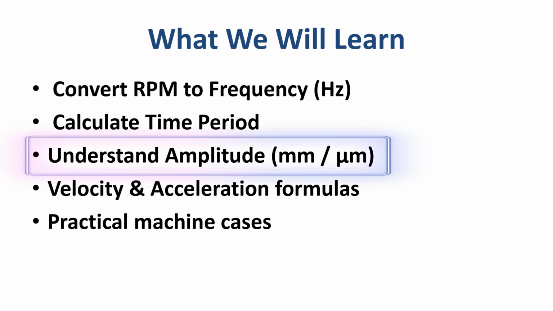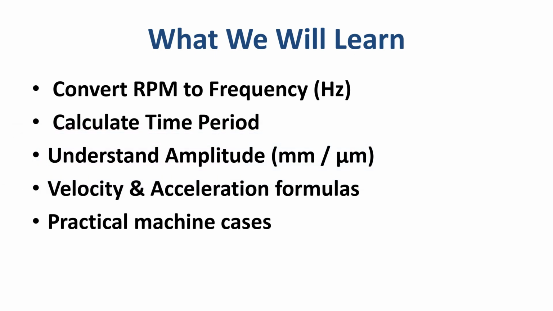Amplitude is the maximum displacement from its mean position, mostly measured in microns or mils, or mm. So these are the three building blocks for the entire vibration analysis. Now we'll try to see how we can use these terms and calculations in our real world examples.